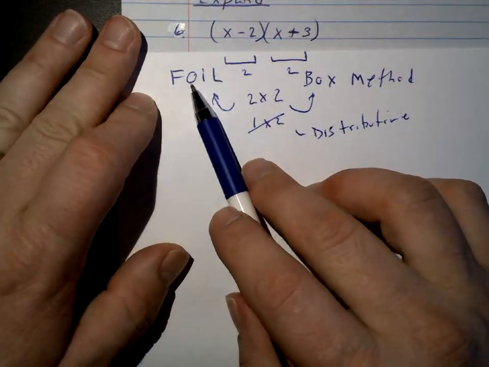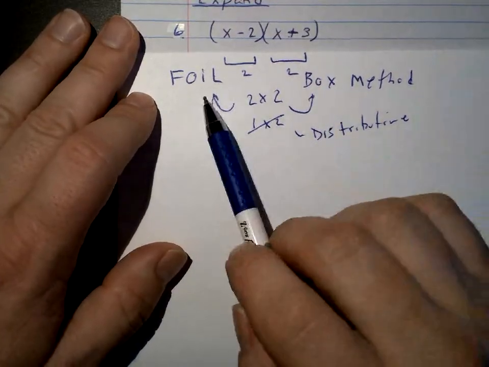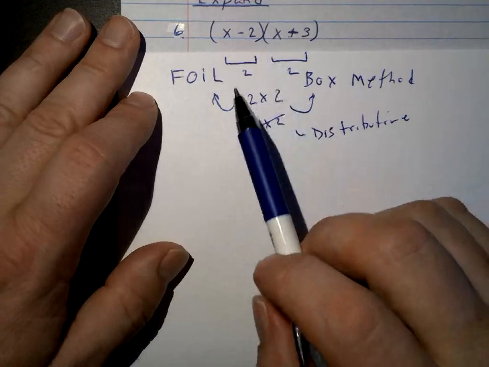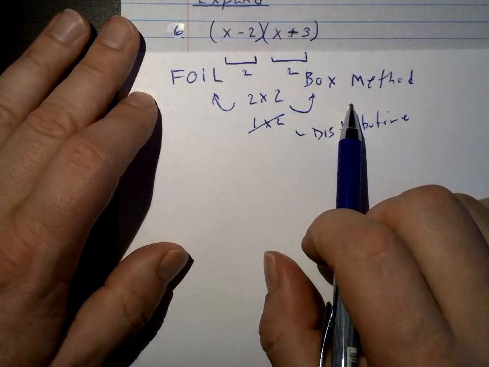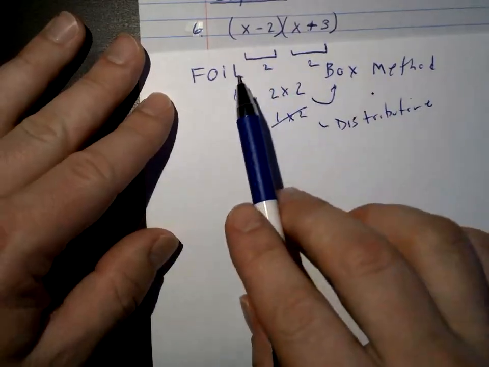Now, a lot of people love the FOIL method. A lot of you like the box method. I'm going to show you both, but I'm going to stick to the FOIL method because I like it better. You can pick the box method if you prefer. It's the same thing, by the way. You're going to see that just in a second. So let's do the FOIL method.